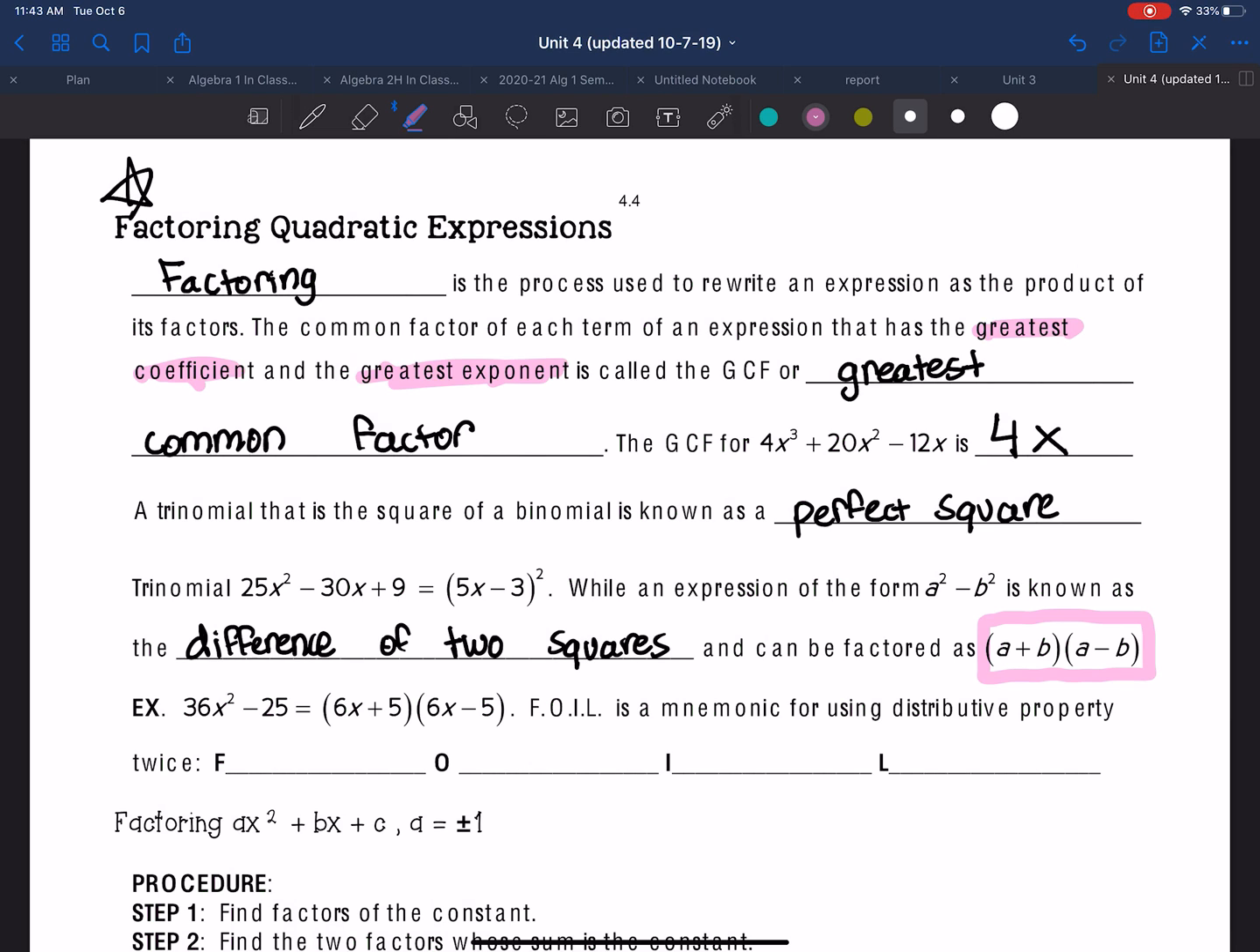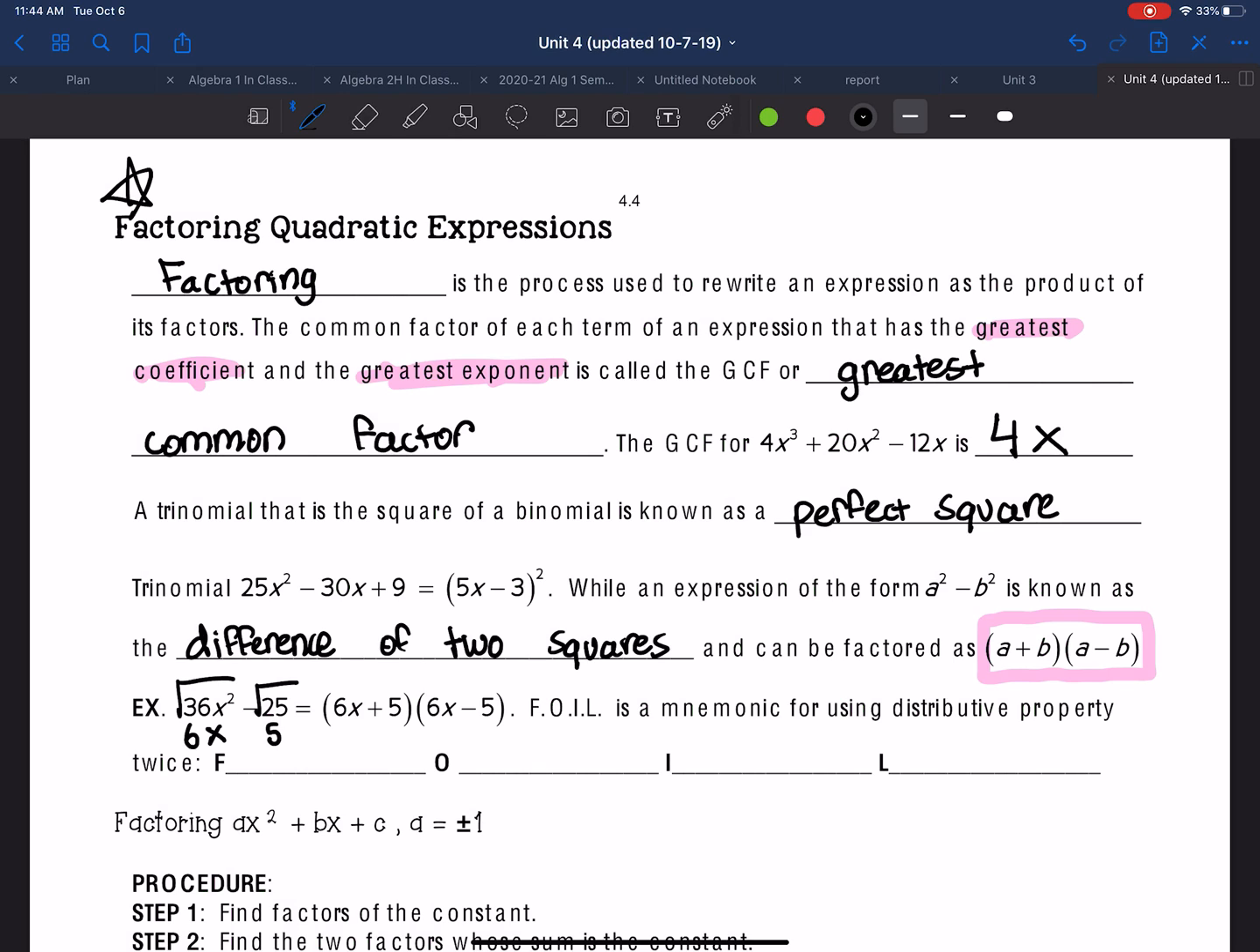That tells you that we're going to have a difference of two squares if you're subtracting those two things from each other. And we can actually take the square root of each of those terms, figure out what a and b are, and rewrite it as a plus b times a minus b. So for example, if we were to take the square root of 36x squared and 25, that would be 6x and 5. So then what I can do is I can use the rule a plus b times a minus b to write 6x plus 5 times 6x minus 5.